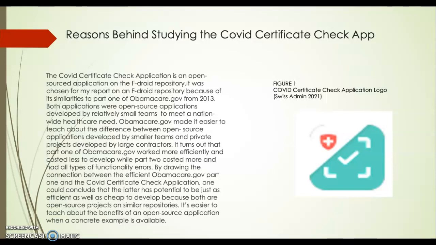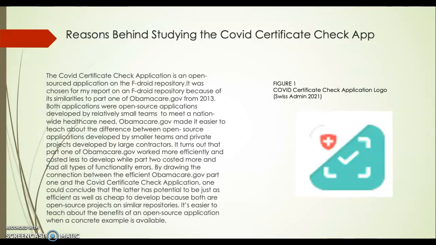Obamacare.gov made it easier to teach about the difference between open source applications developed by smaller teams and private projects developed by larger contractors. It turns out that Part 1 of Obamacare.gov worked more efficiently and cost less to develop, while Part 2 cost more and had all types of functionality errors.